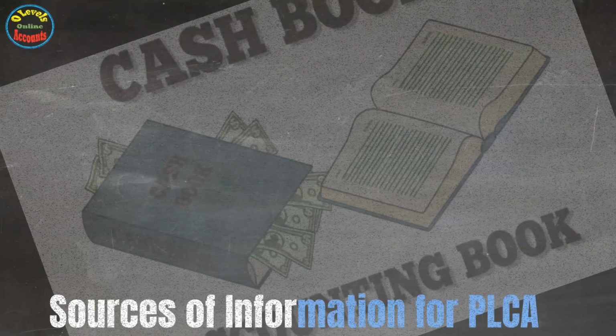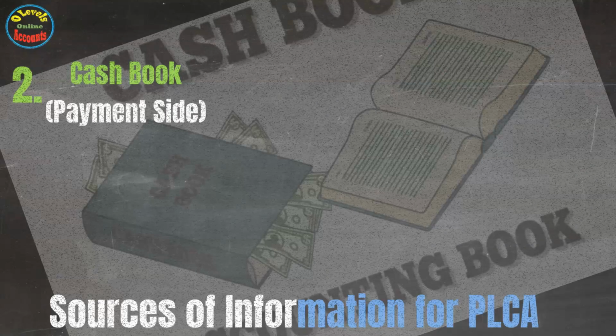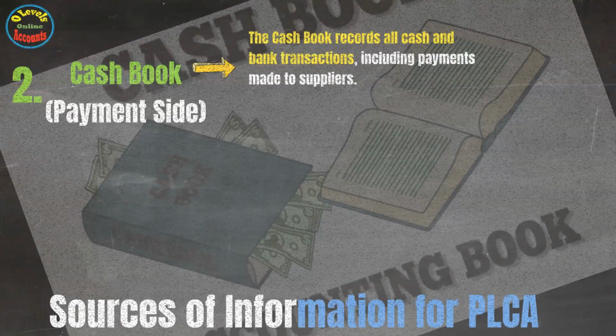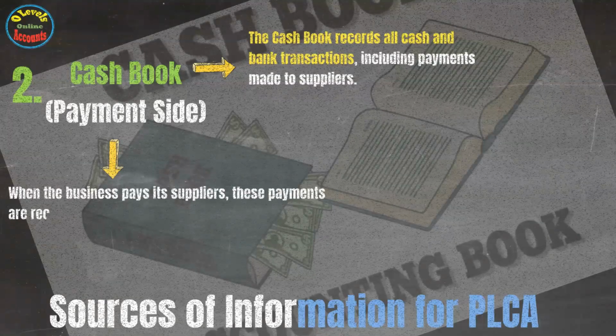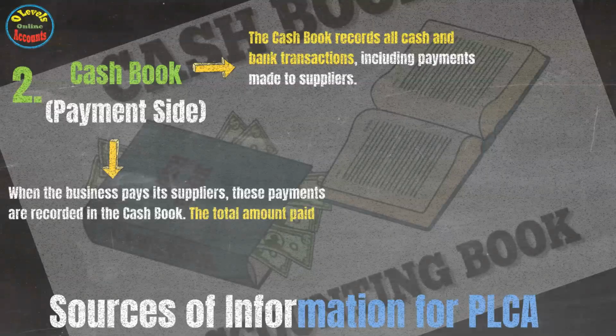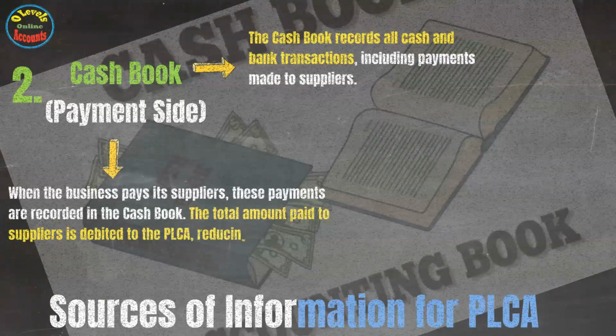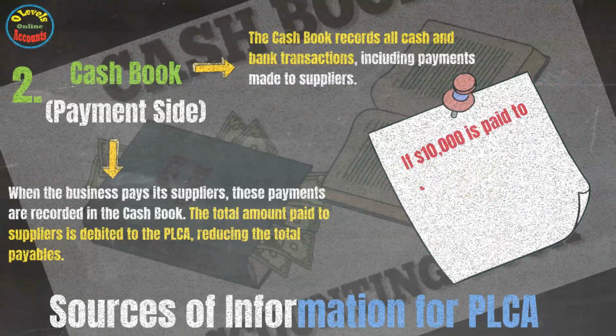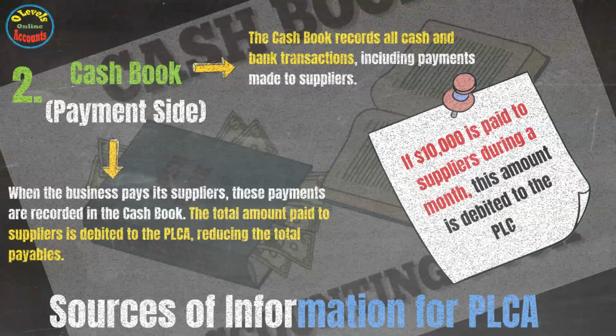The second piece of information which would be a source for the PLCA is the cash book, payment side. The cash book records all cash and bank transactions, including payments made to suppliers. When the business pays its suppliers, these payments are recorded in the cash book. The total amount paid to suppliers is debited to the PLCA, reducing the total payables. If $10,000 is paid to suppliers during a month, this amount is debited to the PLCA.